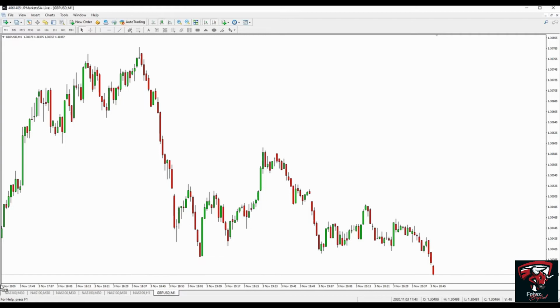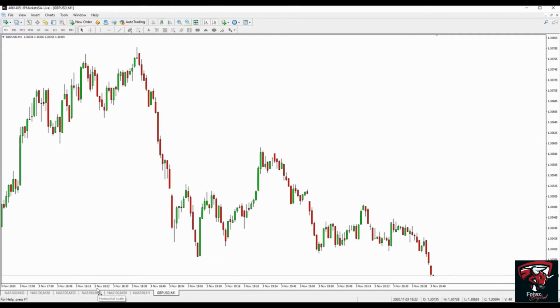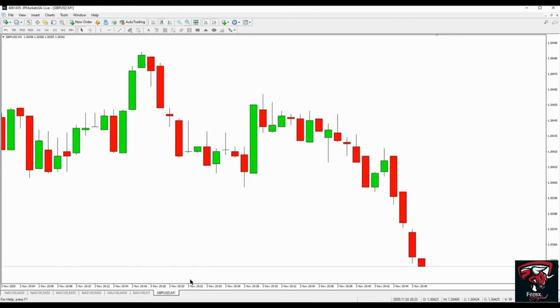See down here, this is the time and dates. You understand? So right now, let's zoom in. You see, this is the third. This is today. This is the 1 minute candlestick. You can see 8:38, 8:40. This is the time, and this is price.